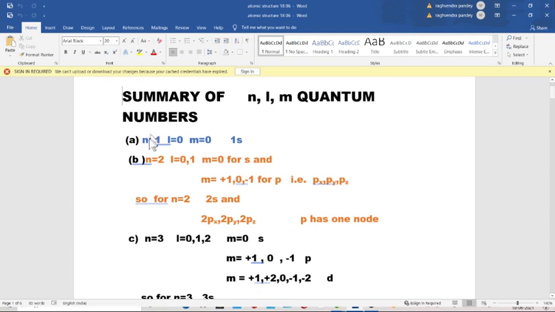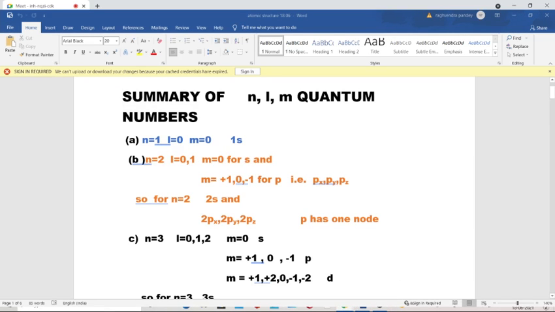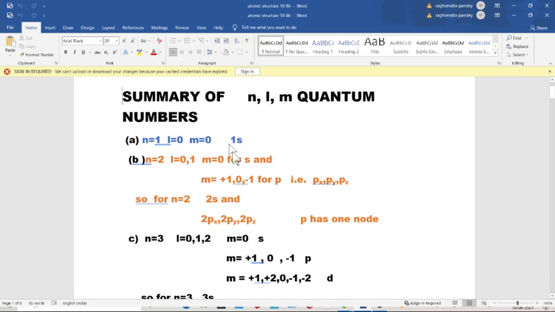So when N is equal to 1, L is equal to 0. That is your one value. L has one value, which is equal to 0. So M is equal to 0. So that is your S orbital.